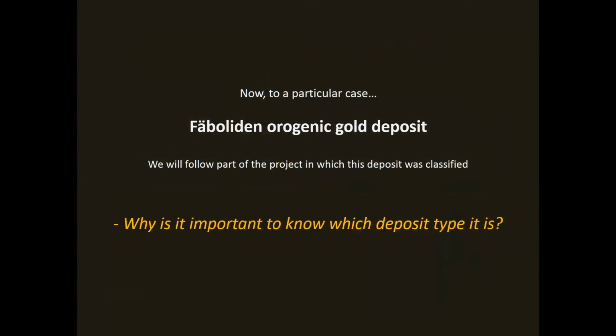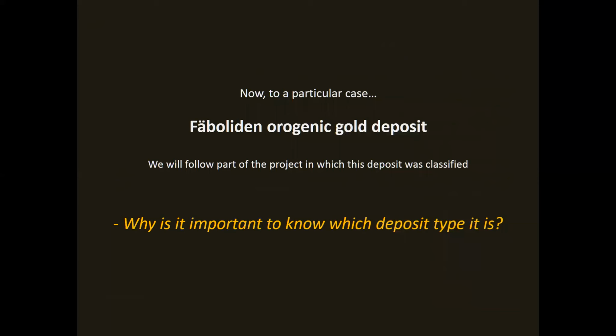So now I have talked a little bit about certain characteristics of an average orogenic gold deposit. Now we will use one of the case studies, and we will talk about the Fäboliden deposit in northern Sweden. This is a deposit where we have done quite a lot of studies, and one of the studies was on stable isotopes, and we will talk you through that part of the project for this deposit.